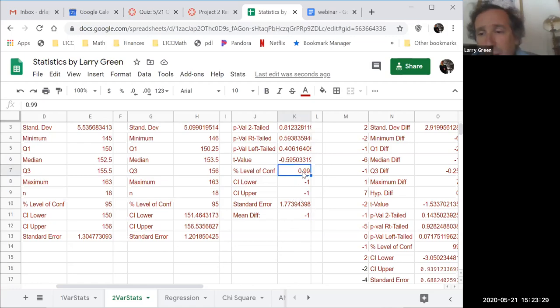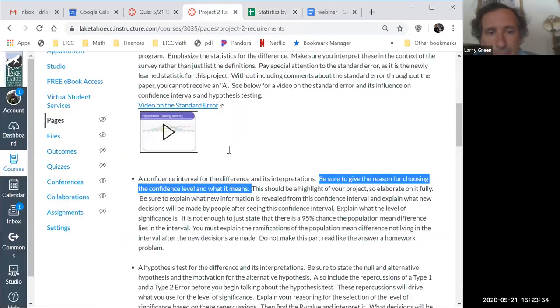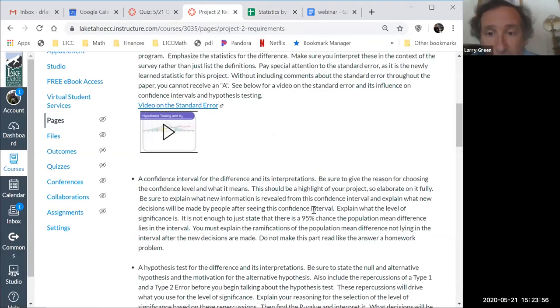So in other words, experiment and explore your confidence levels, talk about your exploration, talk about the pros and cons of each, and then talk about which one you decided on. Whereas you don't get to explore the level of significance, because that is decided based on type 1 and type 2 error before you even look at the data. Any questions on that? Okay, so that's just a note.